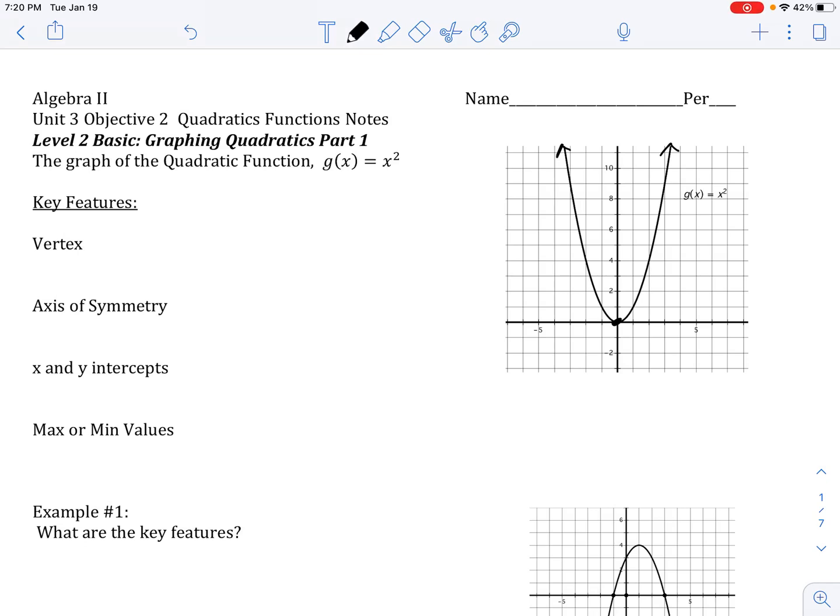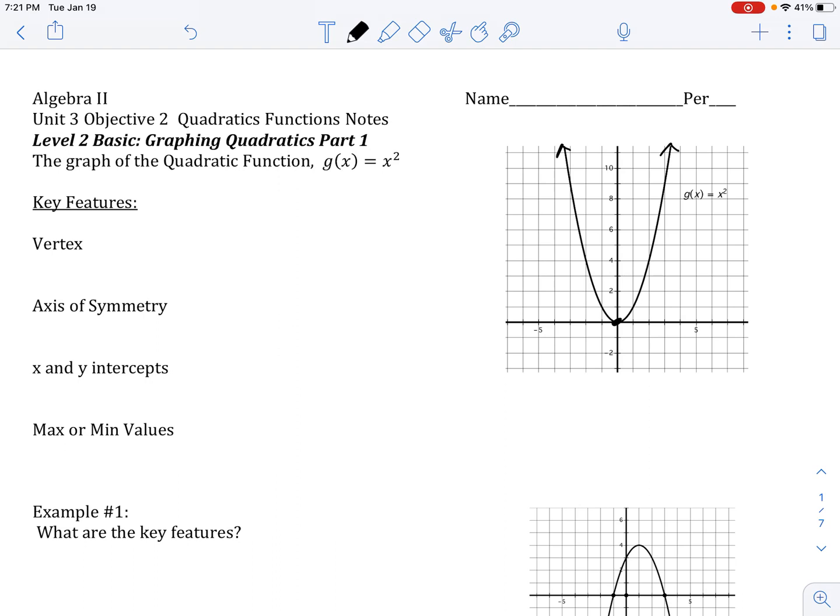Unit 302, Quadratic Functions, Notes, Part 1. We begin with the discussion of the graph of the quadratic function g of x equals x squared. The quadratic function is a function, when graphed, that is a U-shaped curve.